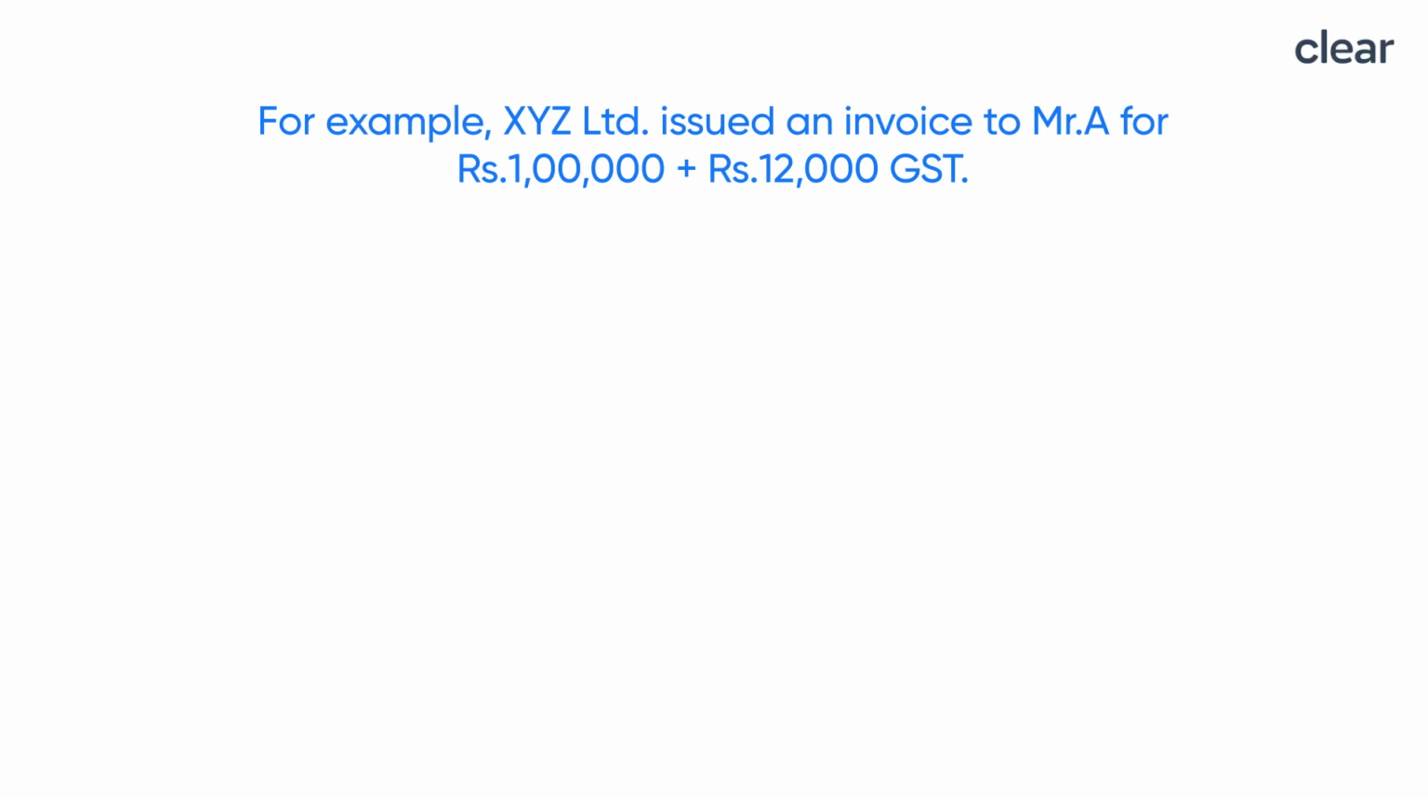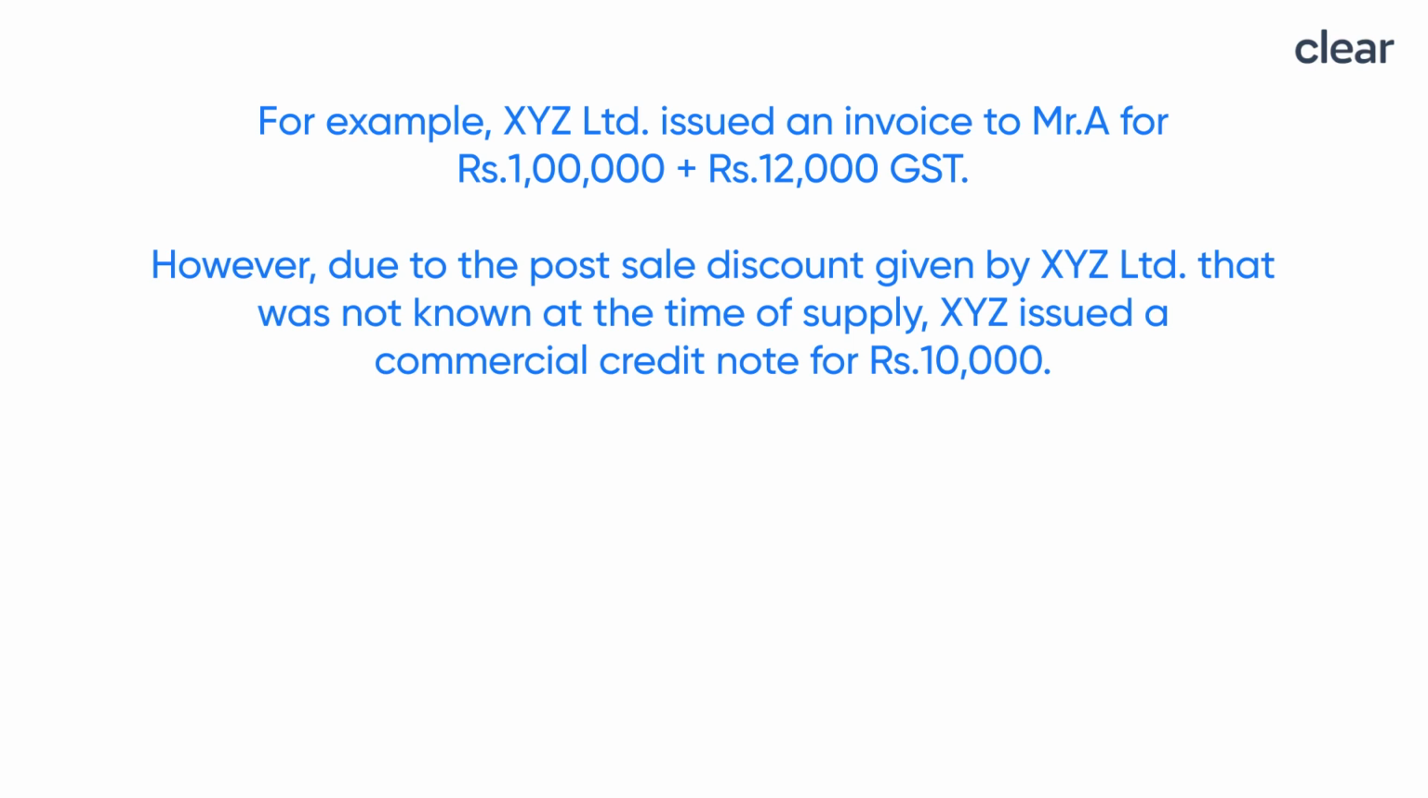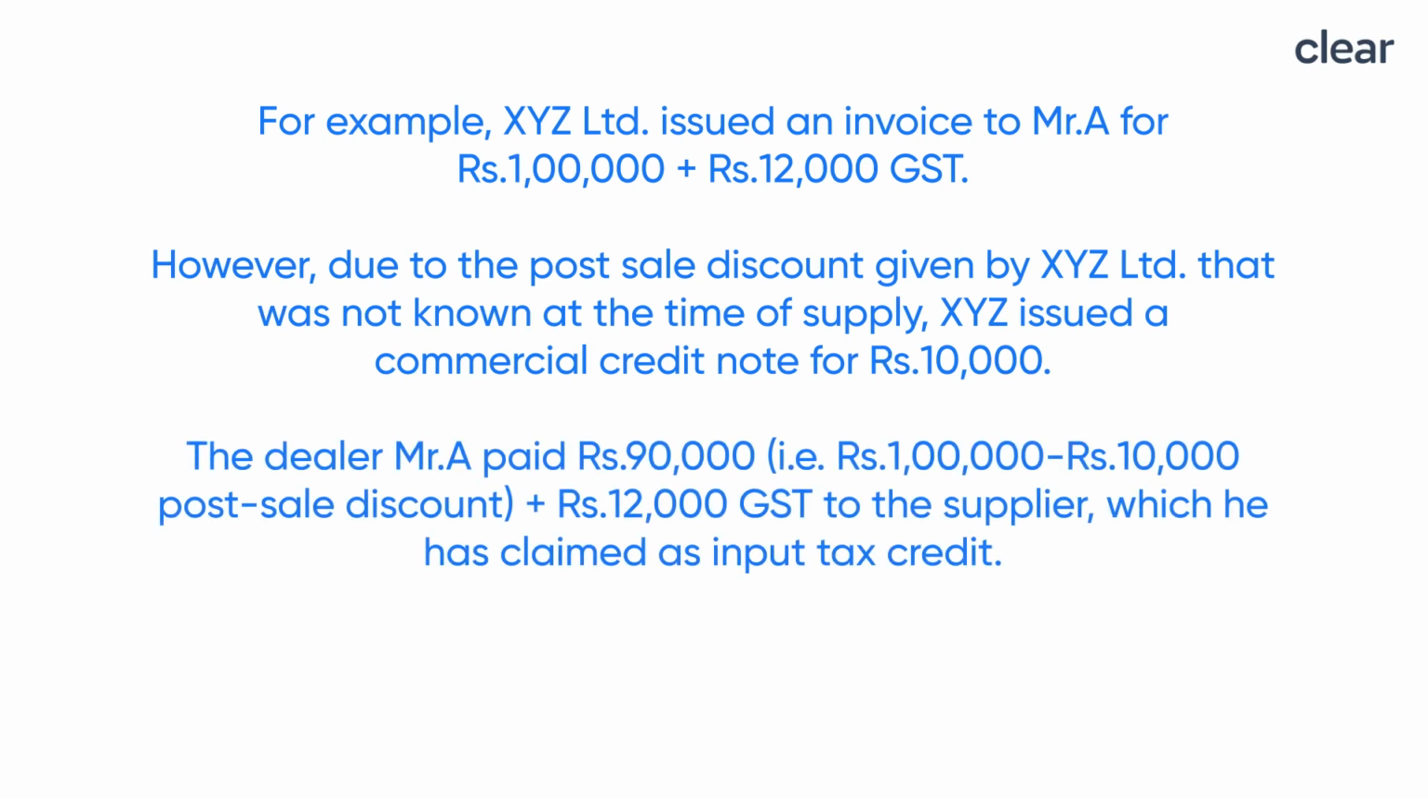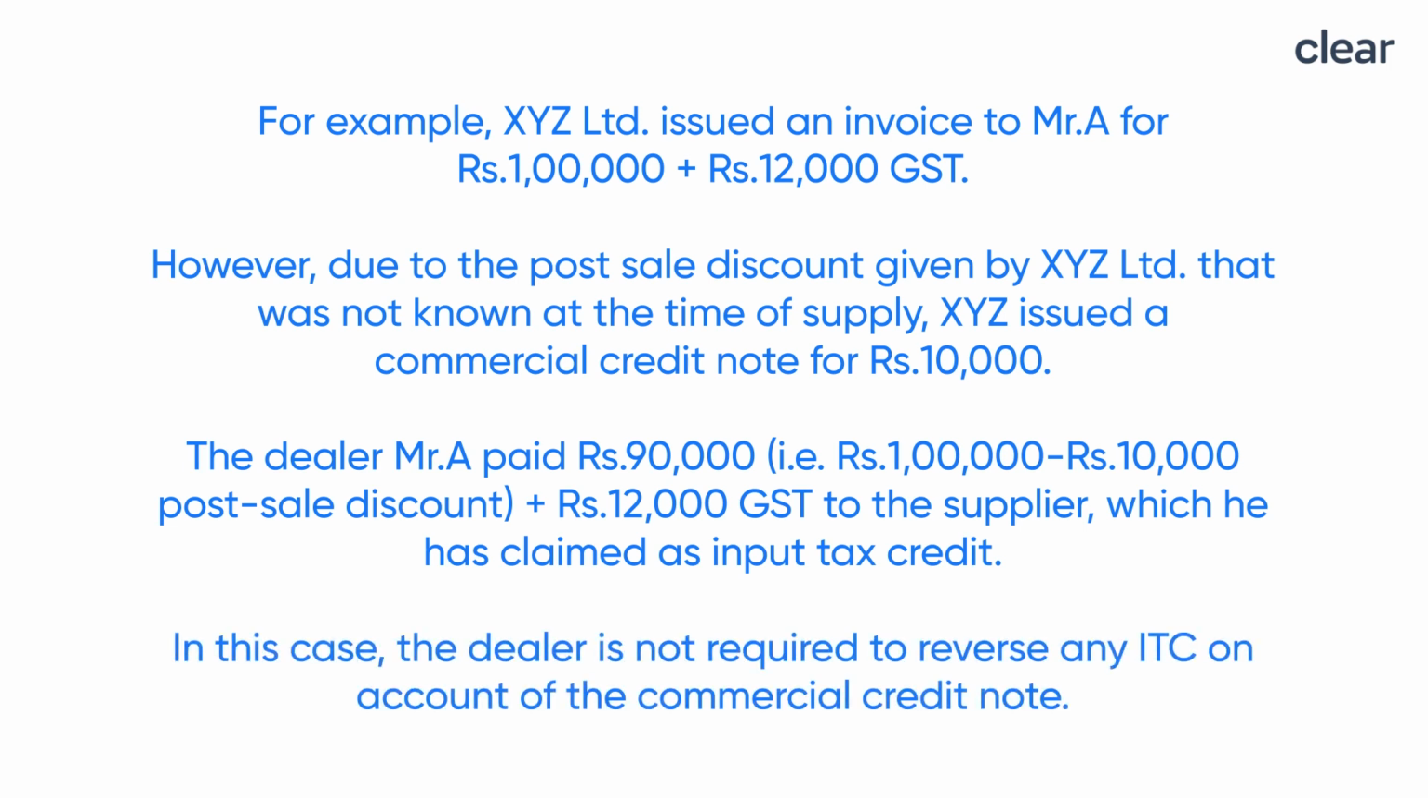A for rupees 1 lakh plus 12,000 GST. However, due to the post-sale discount given by XYZ Limited that was not known at the time of supply, XYZ Limited issued a commercial credit note for rupees 10,000. The dealer Mr. A paid rupees 90,000, that is rupees 1 lakh minus rupees 10,000 post-sale discount plus rupees 12,000 GST to the supplier, which he has claimed as input tax credit. In this case, the dealer is not required to reverse any ITC on account of commercial credit note.